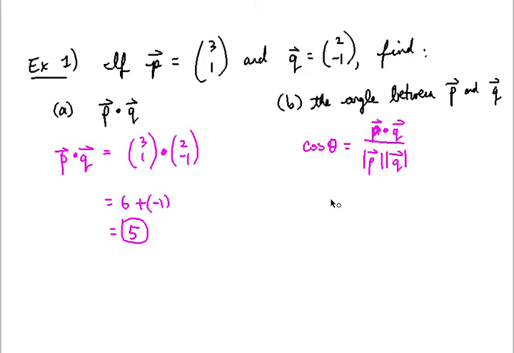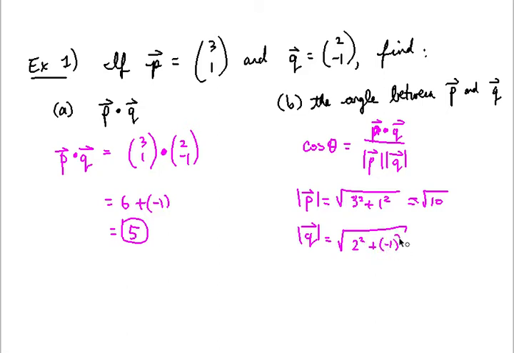So I know that P dotted with Q is 5, but I don't know what these two values are. Let's find what these two values are. The magnitude of P is the square root of 3 squared plus 1 squared, which is the square root of 9 plus 1, which is root 10. And the magnitude of Q is going to be the square root of 2 squared plus (-1) squared, which is 4 plus 1, which is root 5. So now I have these two values and I have this value. I can plug it into this formula, and that will hopefully lead me in the right direction. This is going to be 5 over root 10 root 5. What is root 10 over root 5?